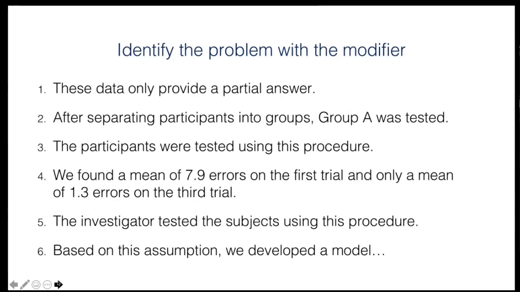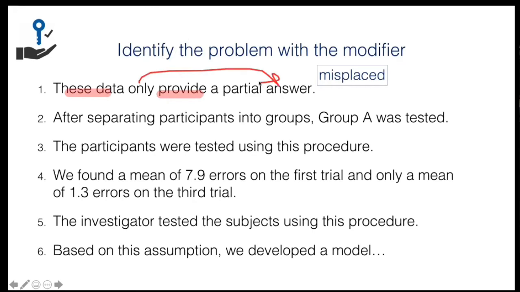These data only provide a partial answer. Well, this is considered a misplaced modifier. I think actually only belongs not to the word that it's near to. It's not about provide, it's not about data. Only refers to partial answer. That's why it's considered misplaced, because it's in the wrong part of the sentence. Then number 2 is dangling. We see the quite common gerund with a preposition at the beginning.